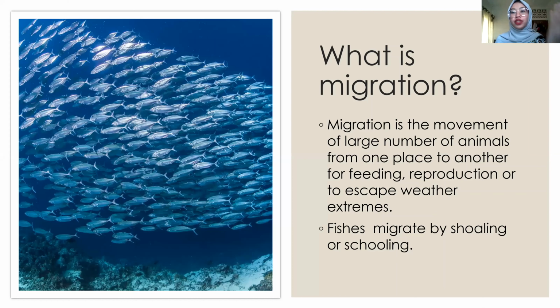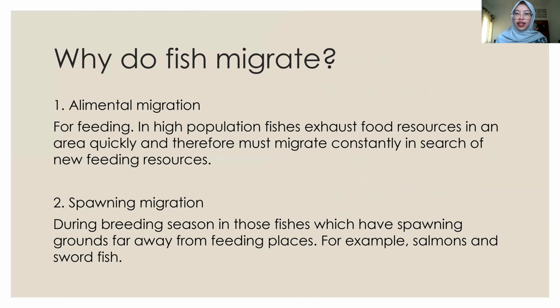So, fishes also migrate by shoaling or schooling. So, what are shoaling and schooling? What are the differences? Shoaling is when large numbers of fishes come together and they move socially. However, schooling is a bit different, as when migrating, fishes exhibit high degree of coordination in their movement and carry out synchronized maneuvers to produce different types of shapes. So, on to the next slide.